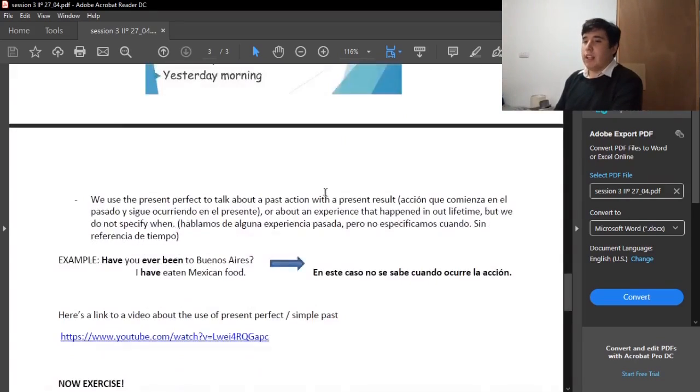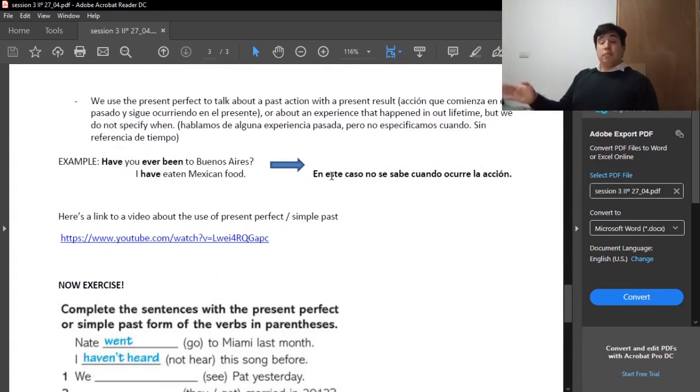Very nice. Now, we move on to the present perfect. We use the present perfect to talk about a past action with a present result. Past action with present result. Una acción que hicimos en el pasado que tiene una conexión con el presente o que tiene su efecto en el presente. ¿Ok? Or about an experience that happened in our lifetime. O una experiencia que pasó en nuestras vidas.